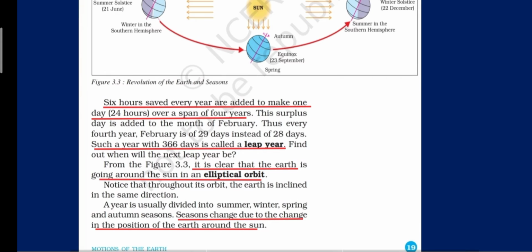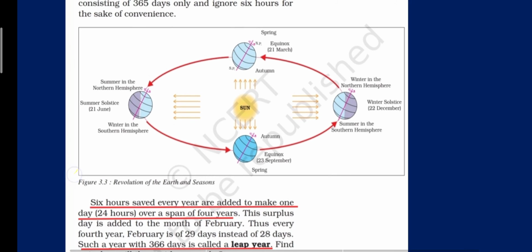From the figure 3.3, it is clear that the earth is going around the sun in an elliptical orbit. Notice that throughout this orbit, the earth is inclined in the same direction. So children, as you can see here in figure 3.3, the earth goes around the sun in an elliptical orbit. An ellipse resembles an oval shape. If you see the red arrows in figure 3.3, they make an oval shape. So that is the elliptical orbit.